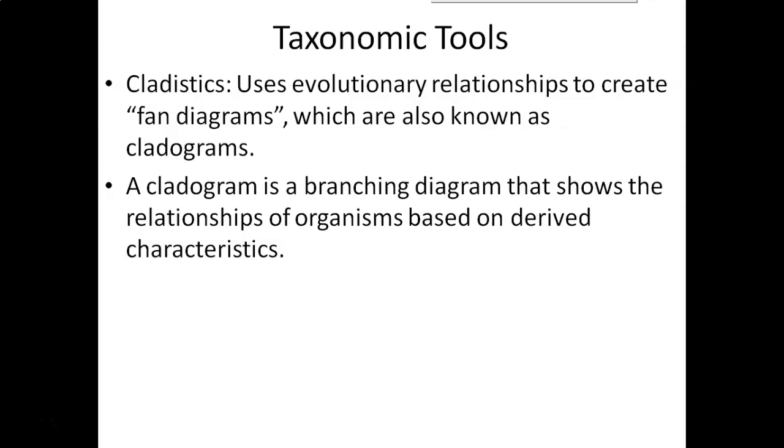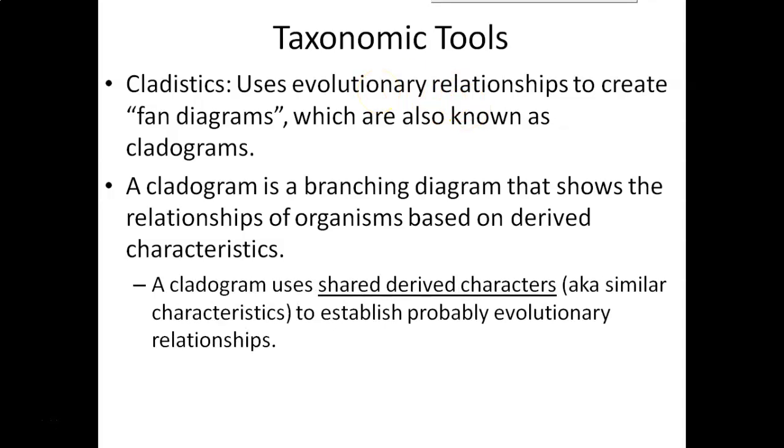Okay, so it bases it on structural similarities, so it'll group things. For example, all the things that have fur will be grouped together. All the things that have 4 legs might be grouped together. All of the things that might have claws or talons might be grouped together. All the things that have wings grouped together. Okay, so it's just based on how that organism is built. So a cladogram uses shared derived characteristics. Remember, that just means simple characteristics or similar characteristics to establish probable evolutionary relationships.